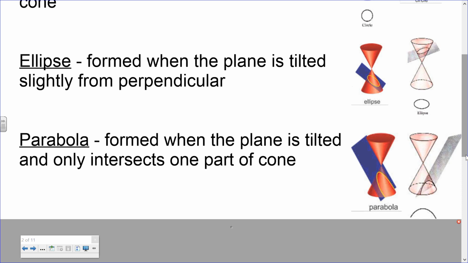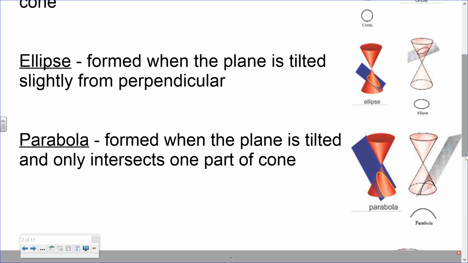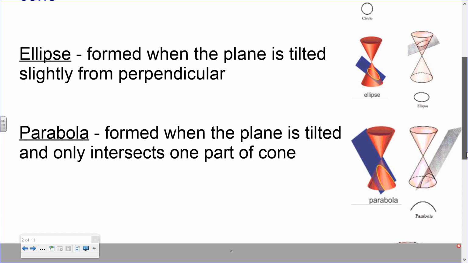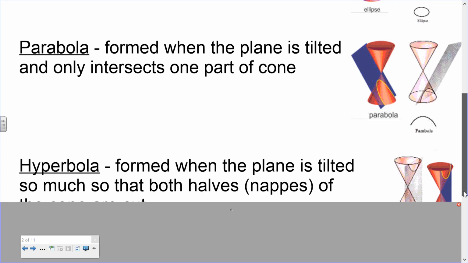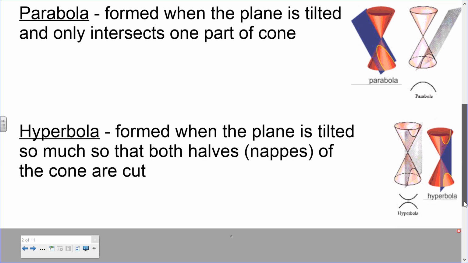So I've tilted it just a little more. It's not going through the top part, but it does not cut through both parts. It goes forever, and we get the parabola. So do you kind of see where that one's coming from? And then the last one is if we tilt it up enough to go through both halves of the cone, I'll get sort of a parabola down here and another one upside down up here, but it isn't really shaped like a parabola. It is what we call a hyperbola. So do you kind of see how we can get those? And that's why they are called conic sections, the shapes we get when we cut through a cone.